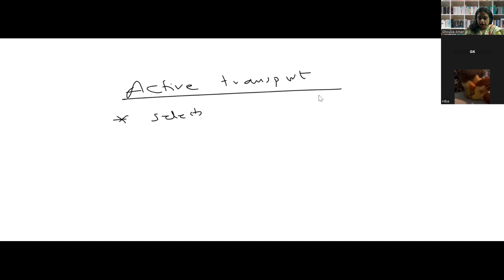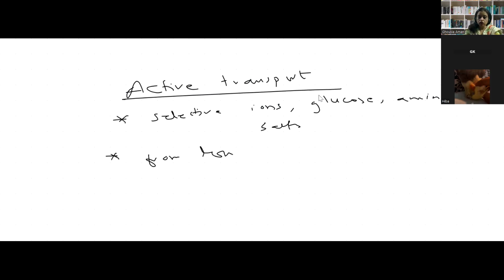Okay. What is active transport? Active transport is the movement of molecules. What type of molecules? Selective ions, glucose molecules, amino acid molecules, salts, etc. How? It is the opposite, from low to high concentration.